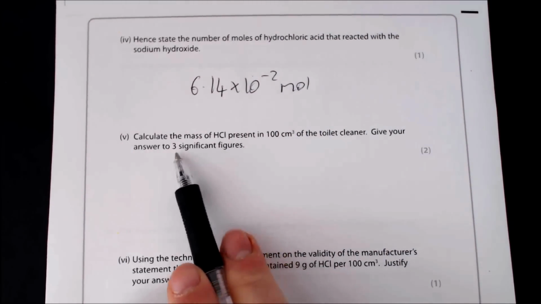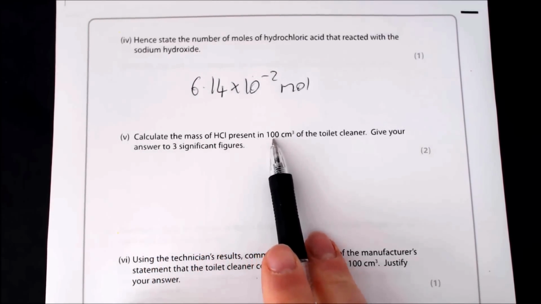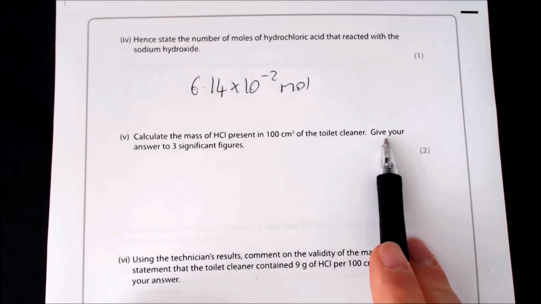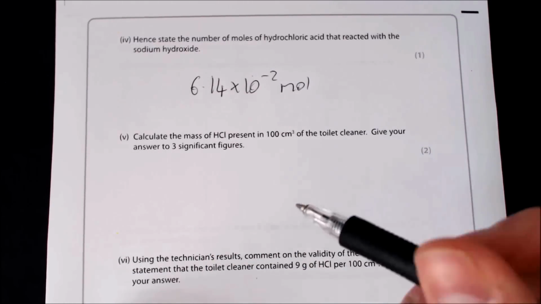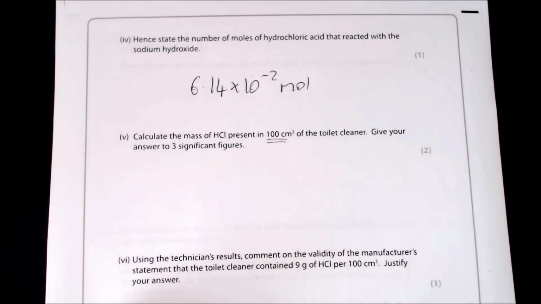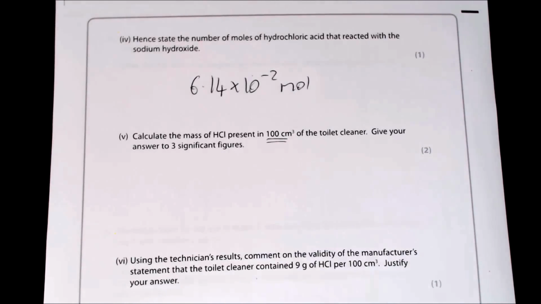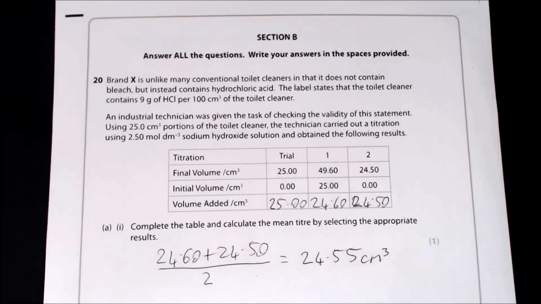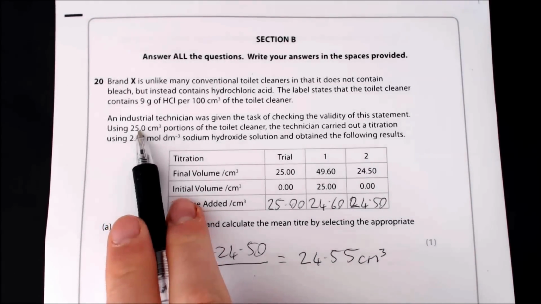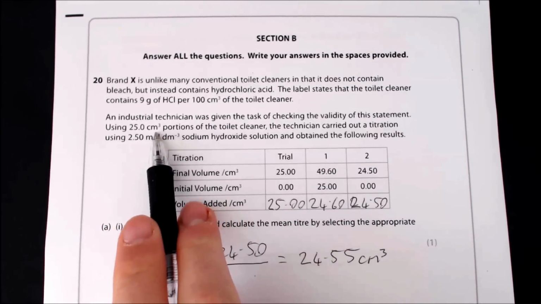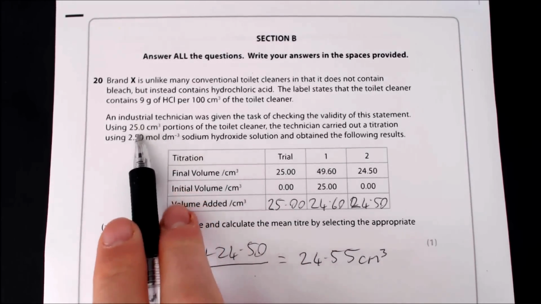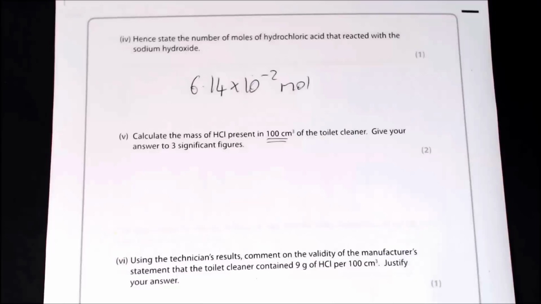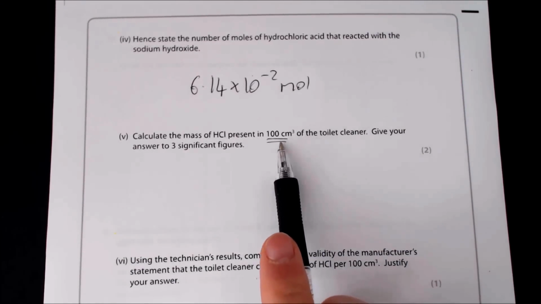And then it says, part 5, calculate the mass of HCl present in 100 centimeters cubed of the toilet cleaner. Give your answer to 3 significant figures. Now this is really important because we're using 100 centimeters cubed. When we did the titration, the amount that we actually titrated was 25 centimeters cubed of the toilet cleaner. So the titration we've done is we worked out the number of moles for 25 centimeters cubed. The question is asking about 100 centimeters cubed.